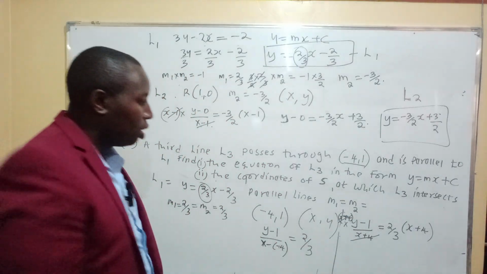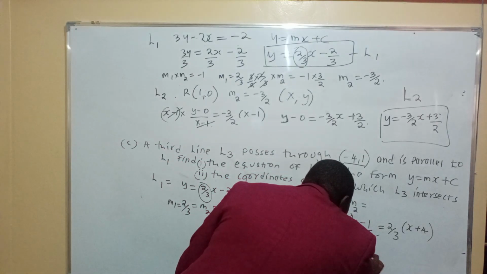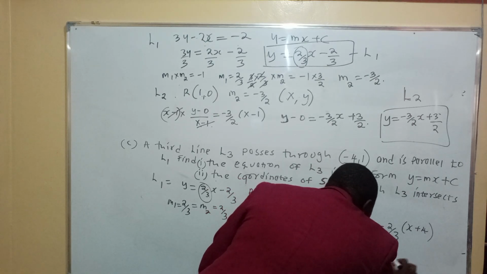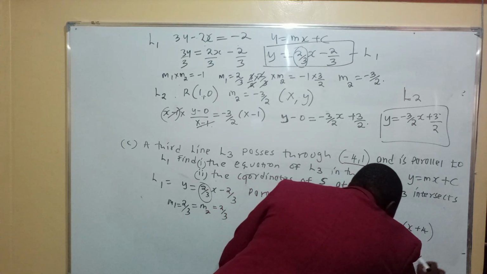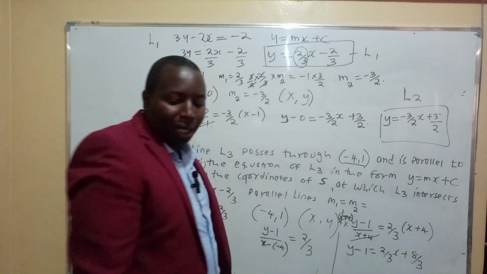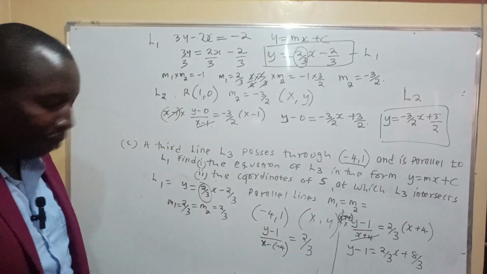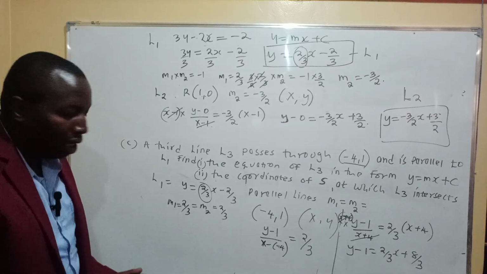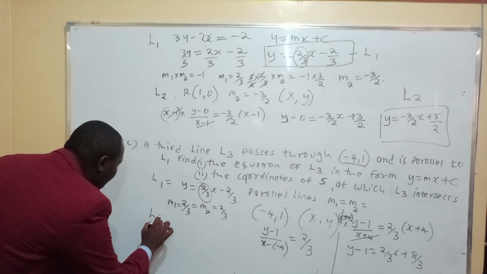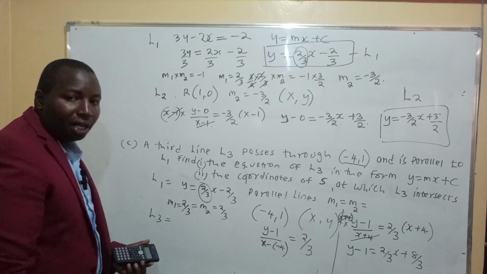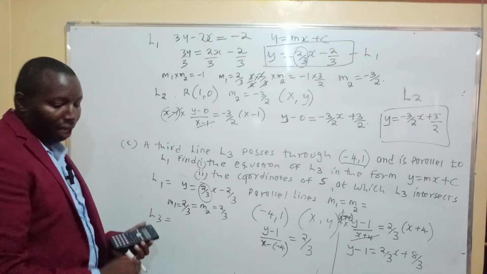To remove that denominator, what do you get? y minus 1 is equal to 2 over 3x plus 8 over 3. So find y now. We are talking of line L3.